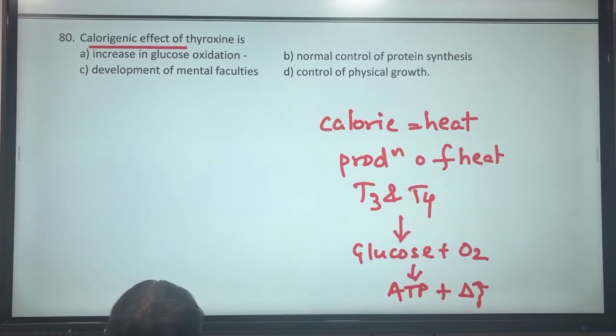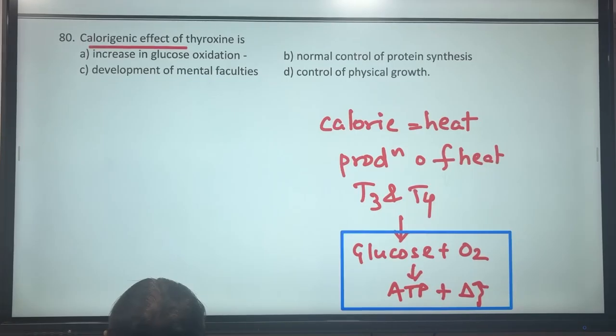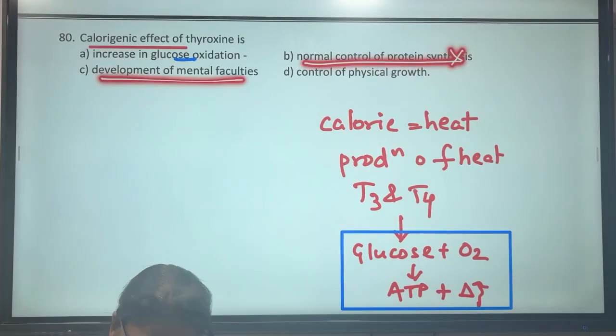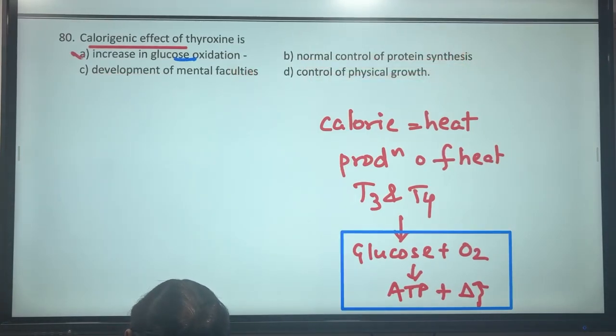So what should be the answer? What is the process of caloriegenic effect? Glucose plus oxygen. So this is what we call oxidation of glucose. So increase in glucose oxidation seems the most right answer, but we'll see option B, C and D. B says normal control of protein synthesis. No. Development of mental faculties. No. Control of physical growth. No. Answer is option A.